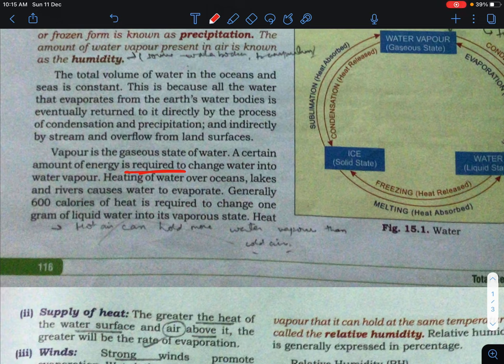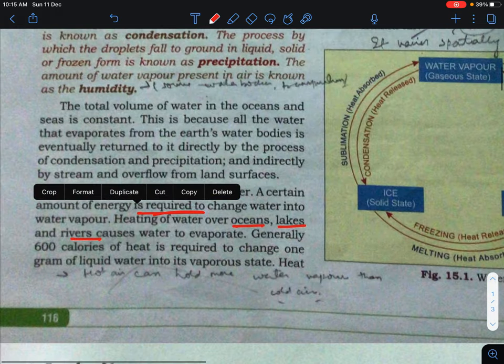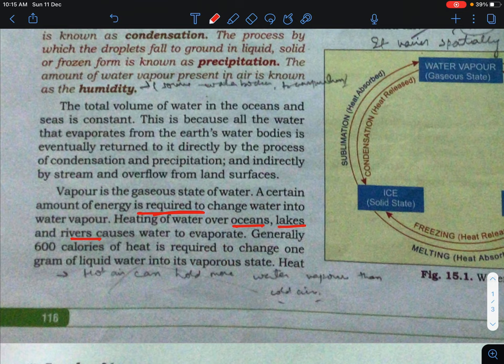And heating of water over oceans, lakes and rivers causes water to evaporate. As we have already studied, the heat coming from the sun heats water on the oceans, lakes and rivers and causes water to evaporate. And here is one important term. It is written that generally we see how many calories are required in order to heat.